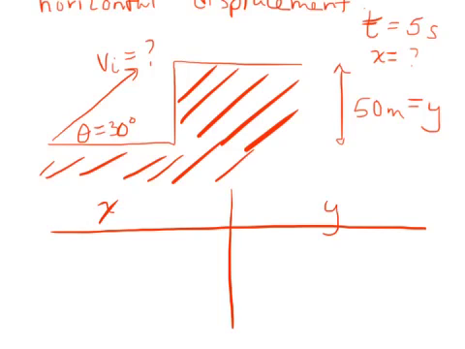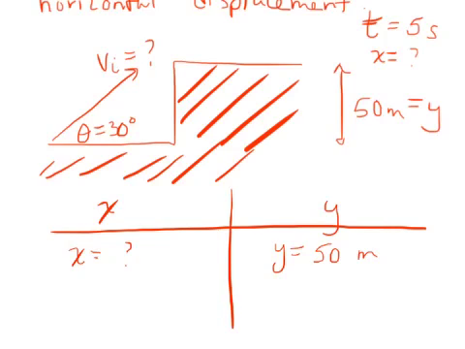So in the x direction, we are looking for the displacement. We don't know it. Would y be the VI? No, y is not the VI. We're going to talk about what that is in a minute. In the y direction, it's 50. Very good. Okay, that's what we know so far.